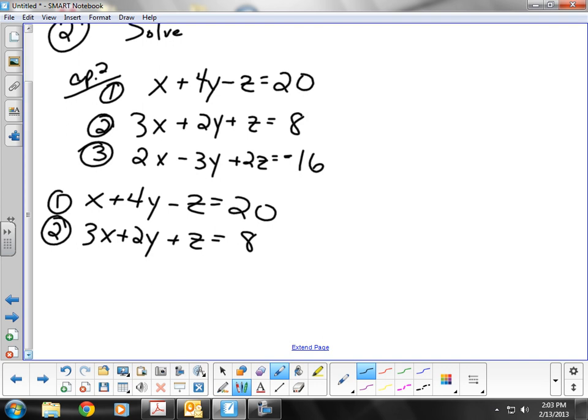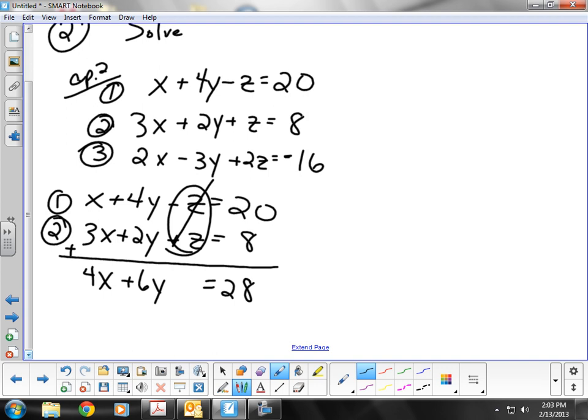Okay, so we're going to use the same method that we used before, but we just got to do it more times. Okay, so I'm going to use 1 and 2 together, and I'm going to add that together. And so I get 4x plus 6y. Here's my 0 pair that I planned on, and that's equal to 28. I'm going to call this equation number 4, because I get a new equation.